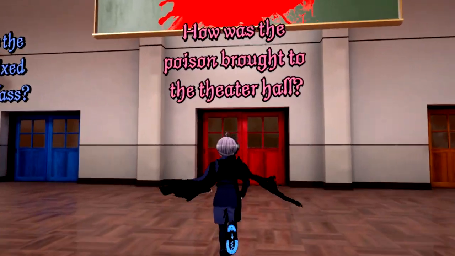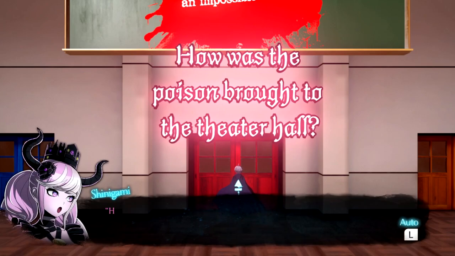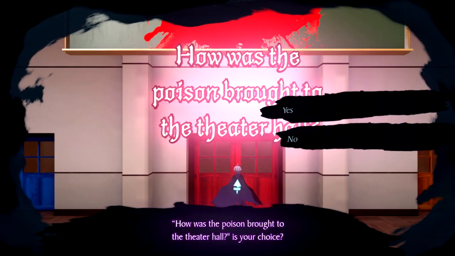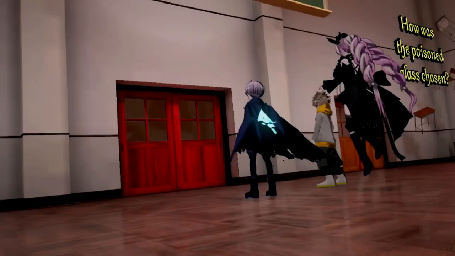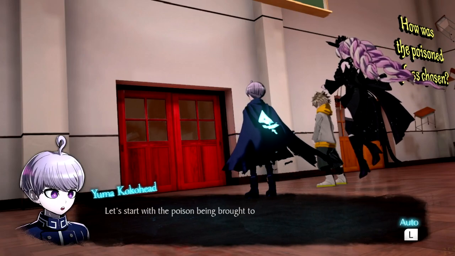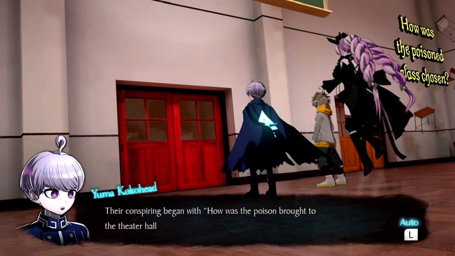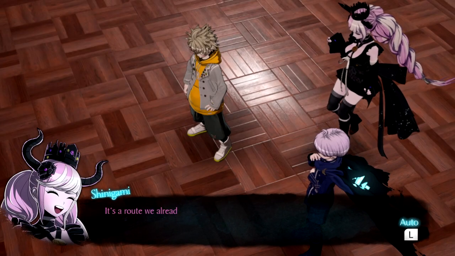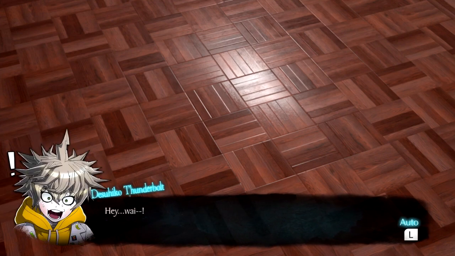All right, then it was, how was the poison brought to the theater hall? I mean, if they're going to want us to go in order of the color that we saw, then this was it. You sure about that? Let's start with the poison being brought to the theater hall. Their conspiring began with, how was the poison brought to the theater hall? It's a route we already explored to the very end, so let's blast through it! Hey, wait! To the Midnight Channel!